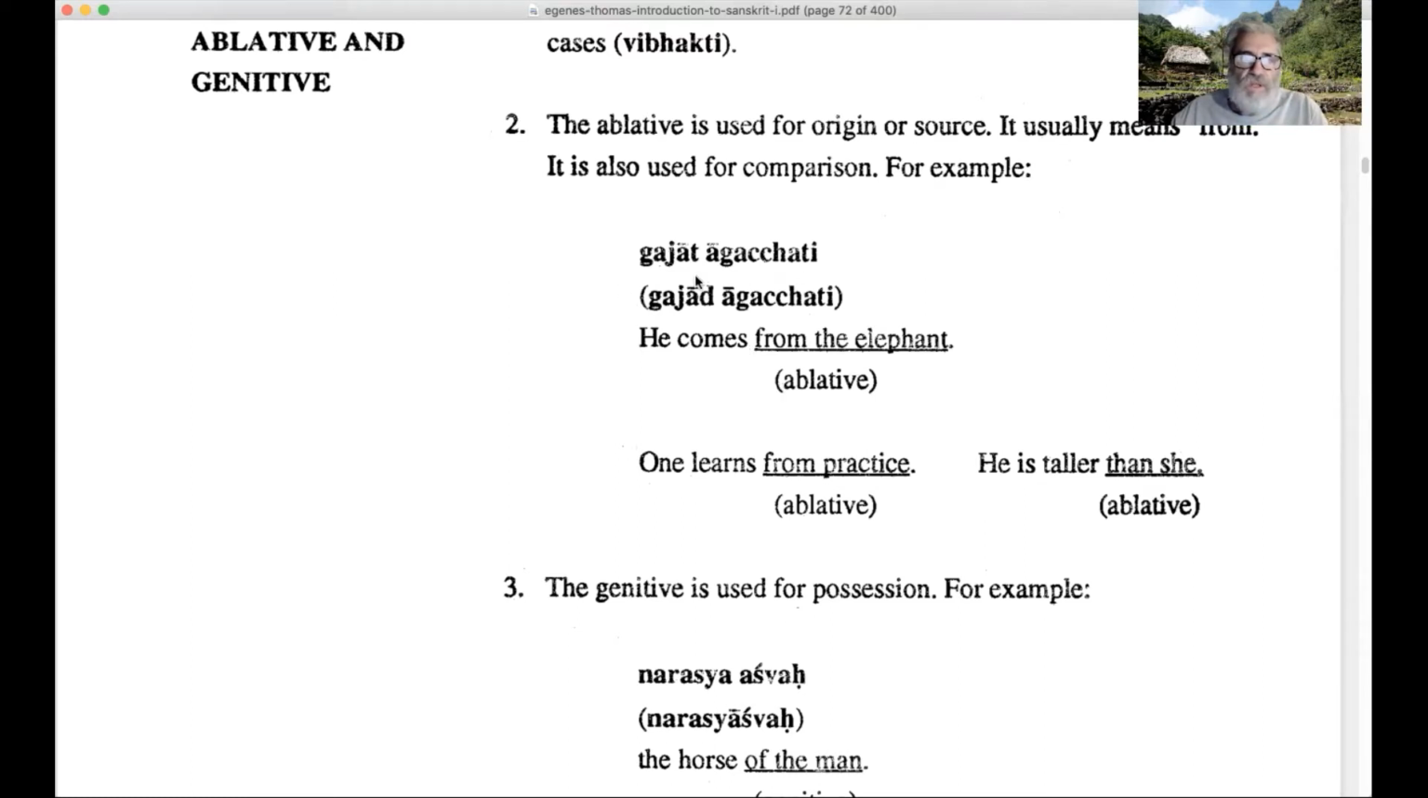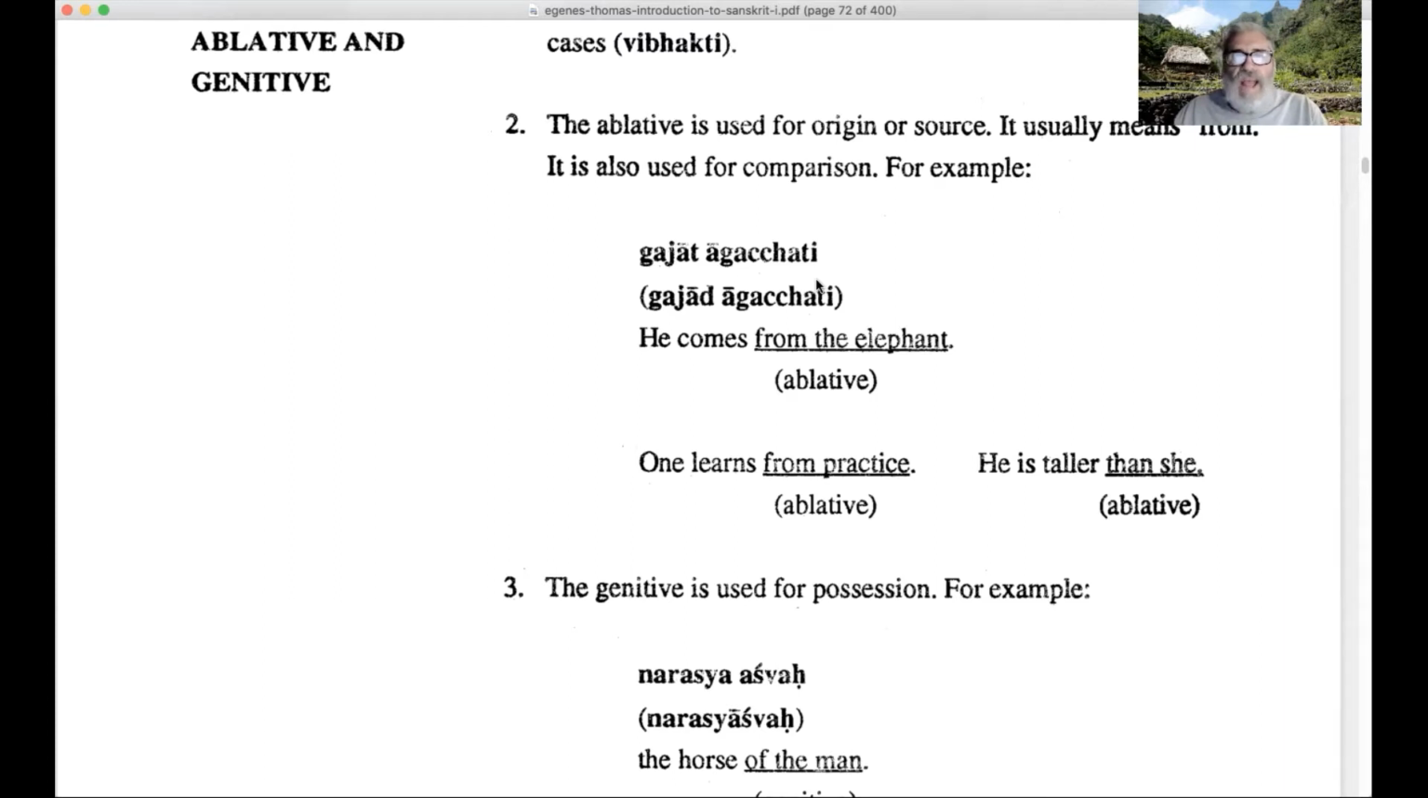So here's the first sentence here. Gajat agachati. Now, we know agachati already, right? Gachati comes from the verb gam, the root gam. Gach is the stem, and we add ati to it in the third person singular. So gachati means he, she, or it goes. Agachati, when we put an a in front of it like that, it's a different meaning. It means come instead of go. Gachati, to go. Agachati means to come, right?